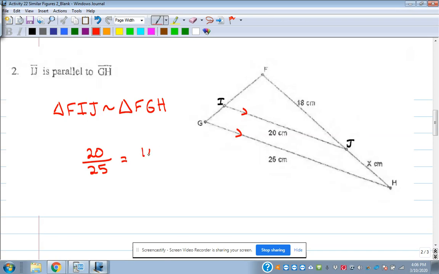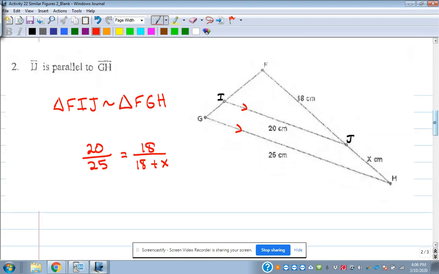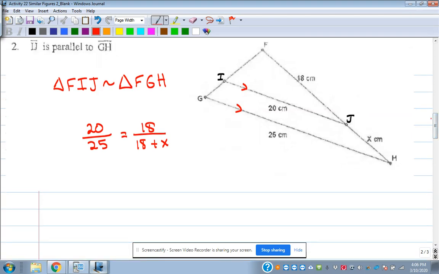All right, so set up the other proportion. There you go. 18 is the side of the small triangle. And then the side of the big triangle that goes with it is this whole side from F to H, which would be 18 plus X or X plus 18. I don't really care how you do that part there. It doesn't matter.